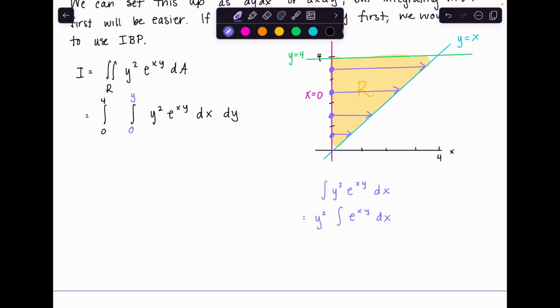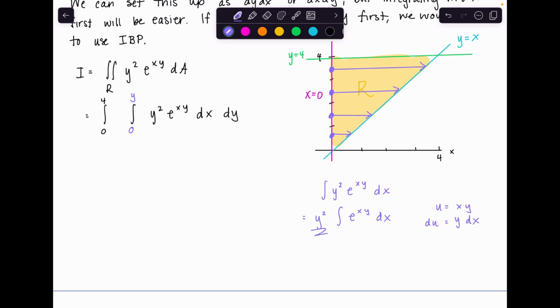You don't need to make a u-sub because you can think in your head, well, if this was e to the 2x, its antiderivative would be e to the 2x divided by 2. So really the same thing happens. The antiderivative is e to the xy divided by y. But if you want a u-sub to see that, your u would be the full expression. So du would be y dx.